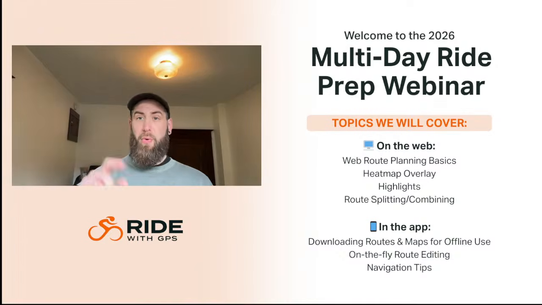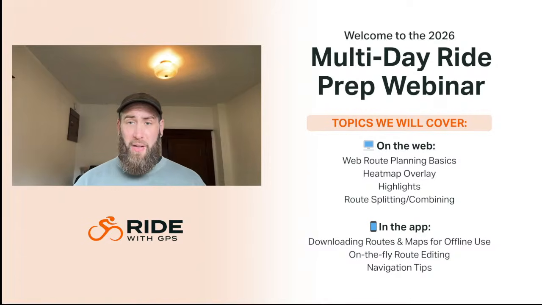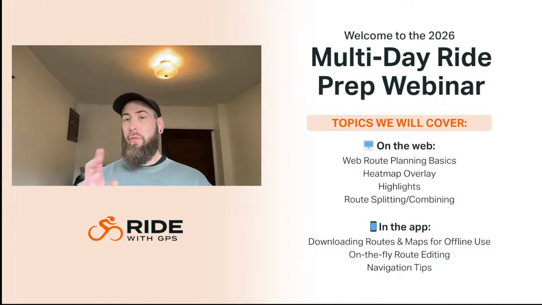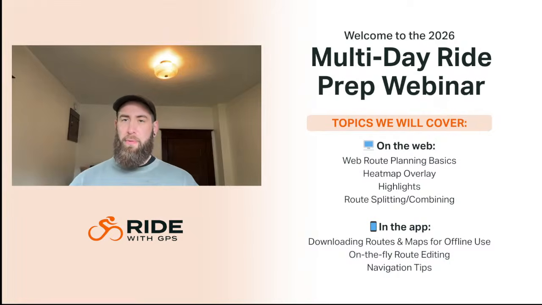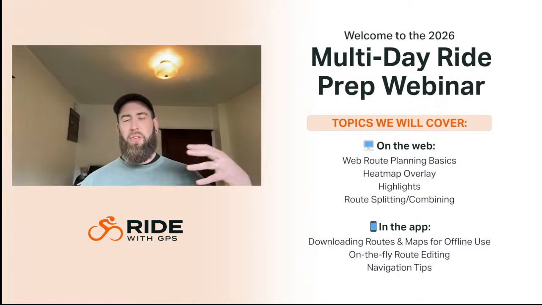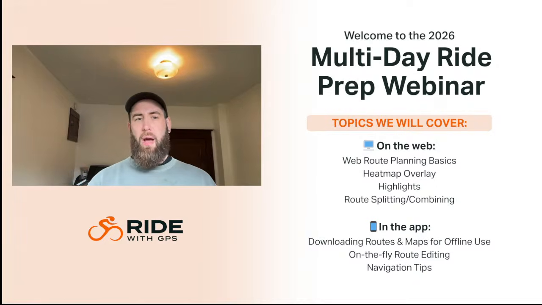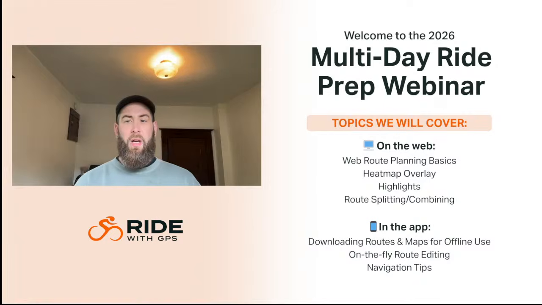About halfway through, we're going to switch from web and start talking about our mobile app. We'll talk about how to organize some of these routes, how to actually locate them, and about offline utility, and we'll go into using the mobile route planner to perform some edits and changes and personalization aspects to a route. Then we'll also cover how navigation actually works so you have everything you need to know in order to get out there.